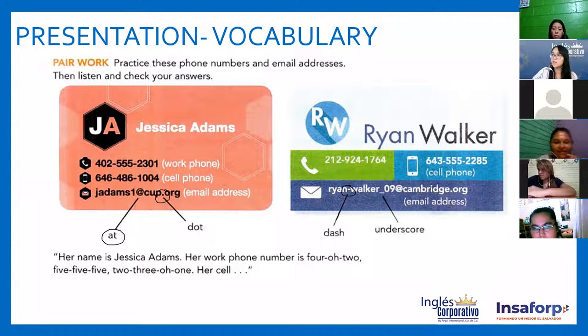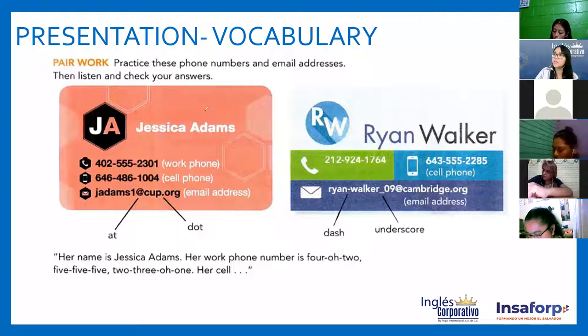Ok. Entonces tenemos at, repito, que es arroba, y luego tenemos punto, dot, dot org, O-R-G, o org, right? C-U-P, dot org. Tenemos el dash, que es este signo, tenemos el underscore, que es guión bajo. And basically, esos son como los símbolos que más se utilizan en Gmails, right?